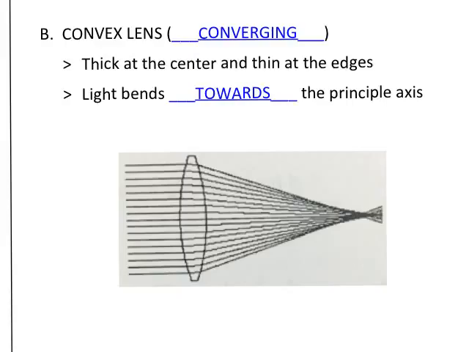Just as in mirrors, there are two types of lenses, convex and concave. A convex lens is said to be converging, and that means that it is thick in the middle and thinner at the edges, and light will bend toward the principal axis. So if we imagine that principal axis being this center line right here, as light rays pass through the lens and refract or bend, they're going to bend toward that center axis.